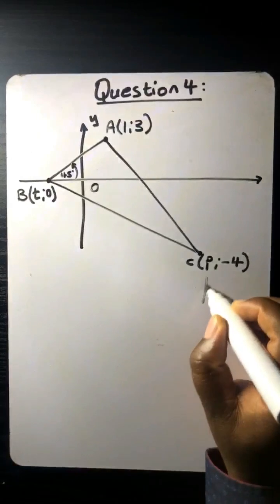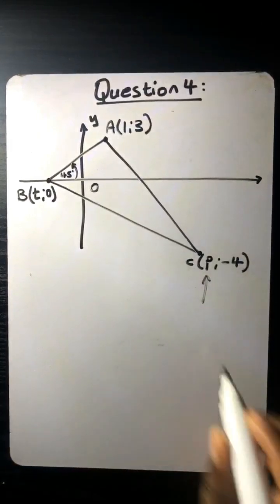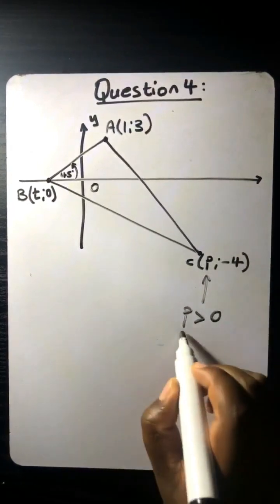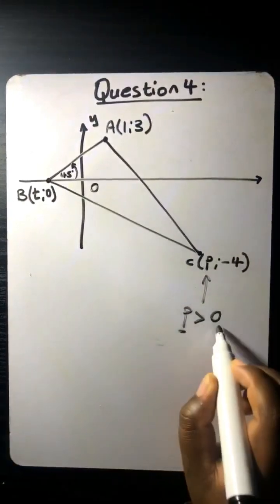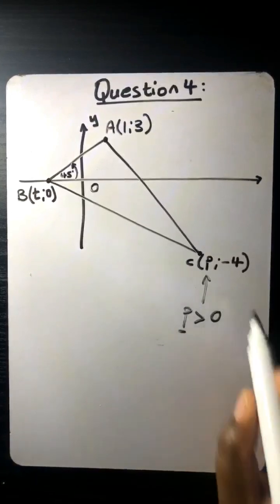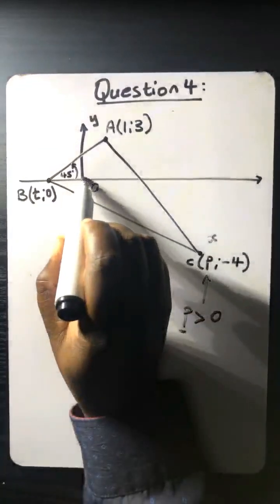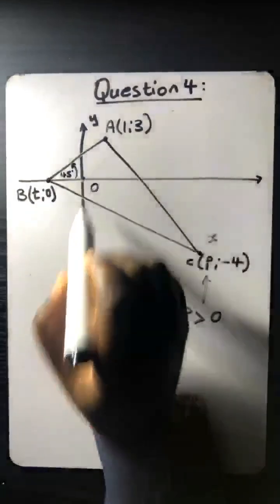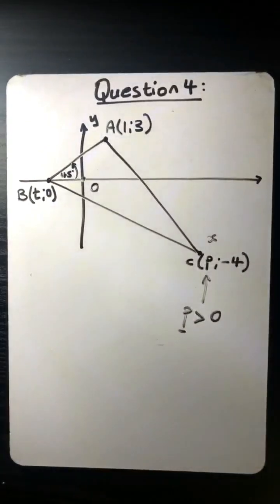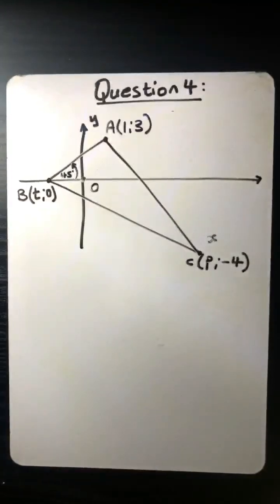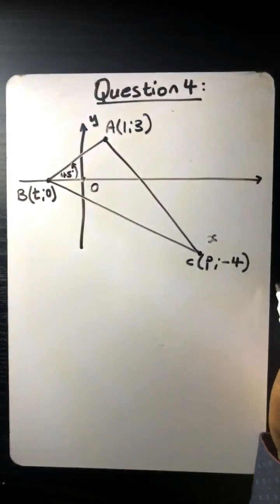Most importantly, do not get confused by the examiner saying p greater than zero. It simply means that this p value is more than zero. The p value represents the x value of C, which you can see is on the right side of the origin, so we are obviously expecting a positive value for that x value. Do not scratch your head the moment you see p greater than zero and wonder where exactly you are going to use that.